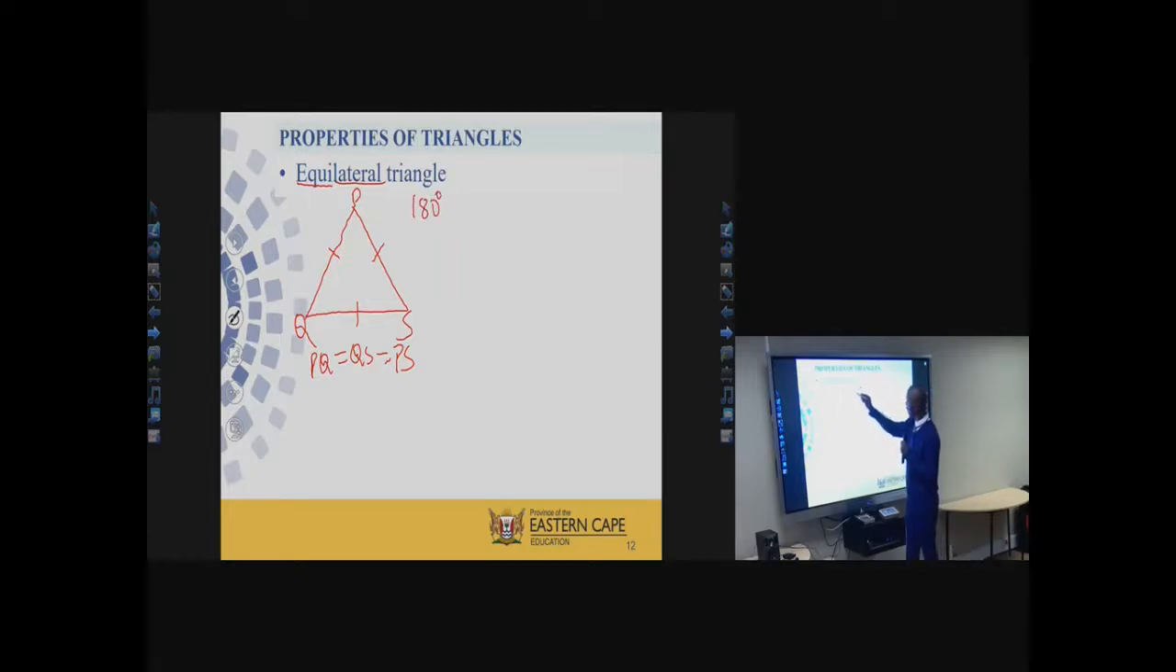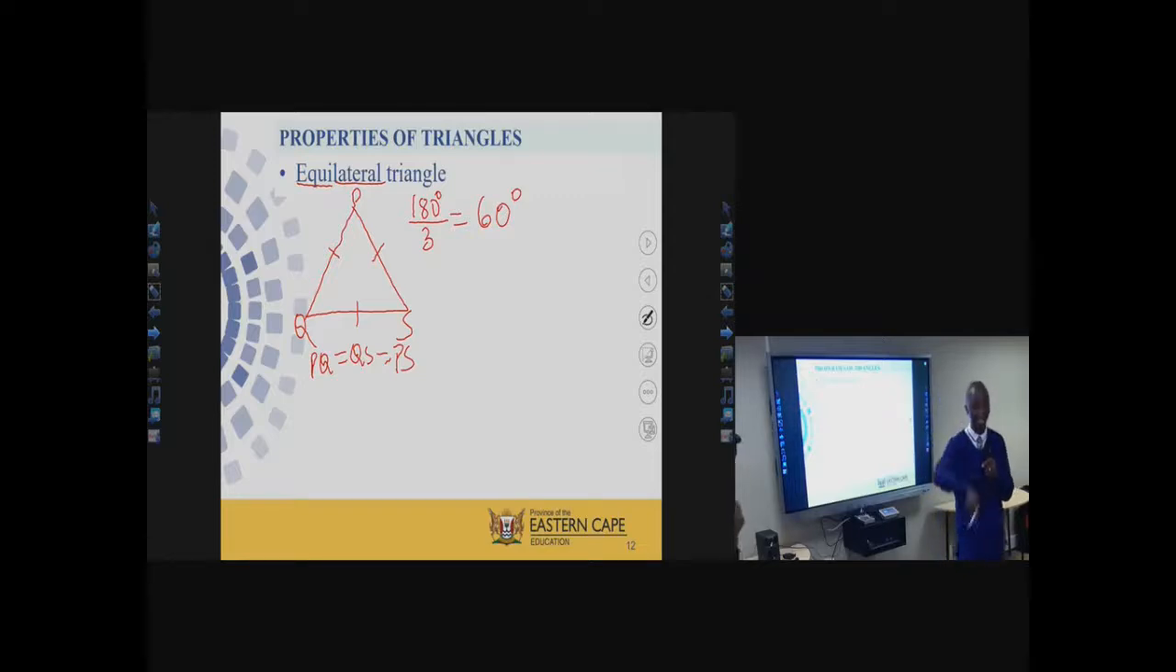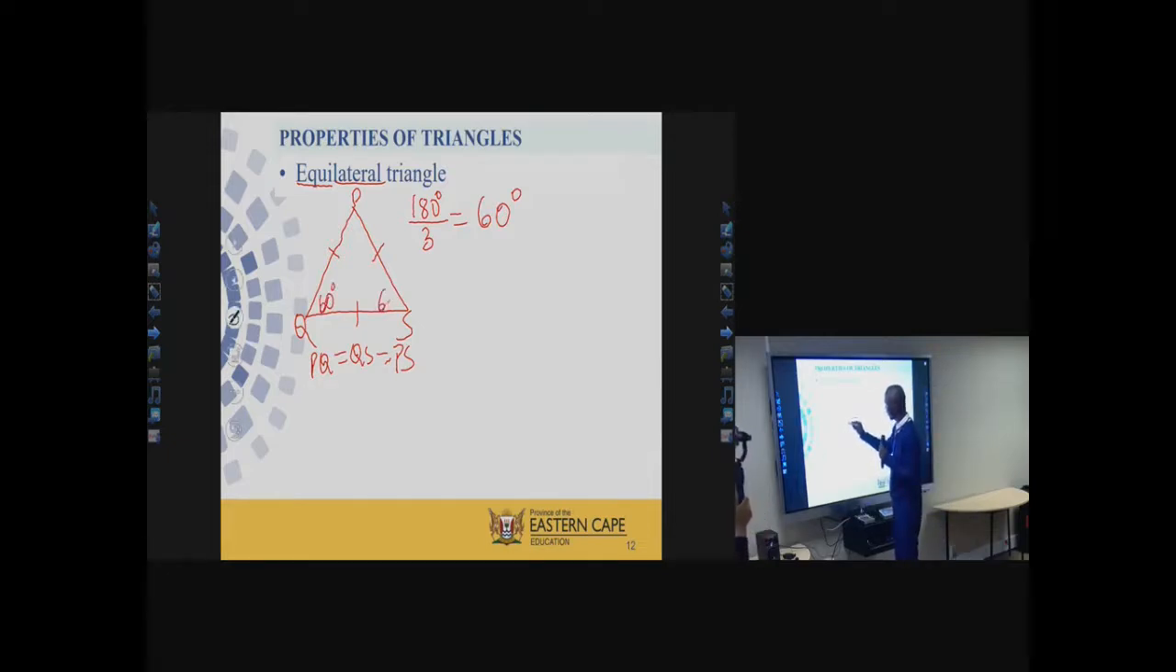Now, if you take 180 degrees and divide, how many angles do you have there? You've got 3. Divide by 3, what do you get? You get 60 degrees. So, the moment you are told that a triangle is equilateral, they are telling you that each of those angles is 60 degrees. And that's one of the things that we miss when we are given information in mathematics. We just read what is written and we don't realize what it means. In this case, it simply means that each of those angles is 60 degrees.